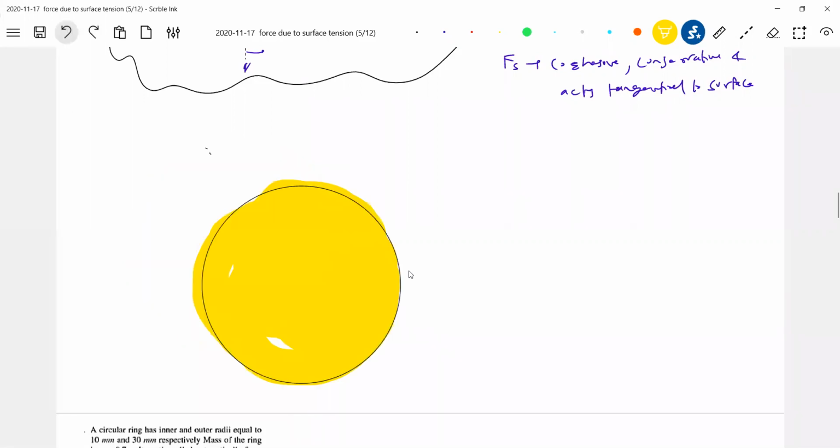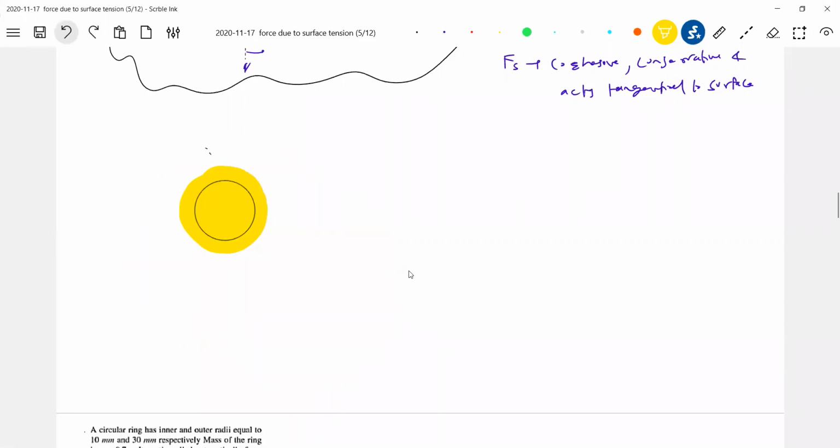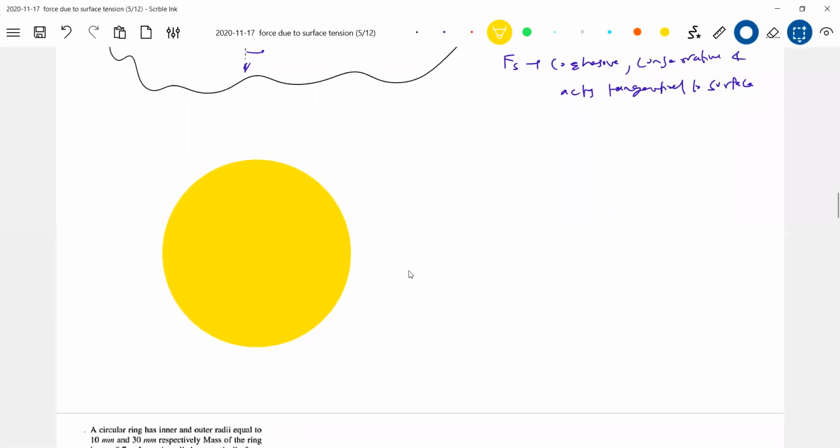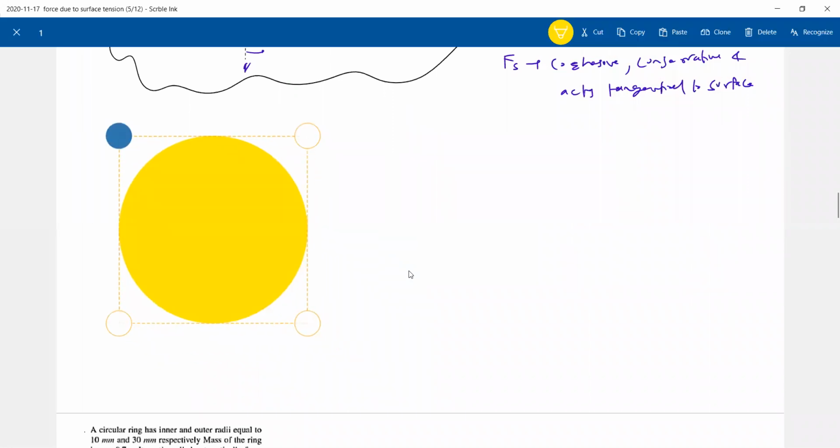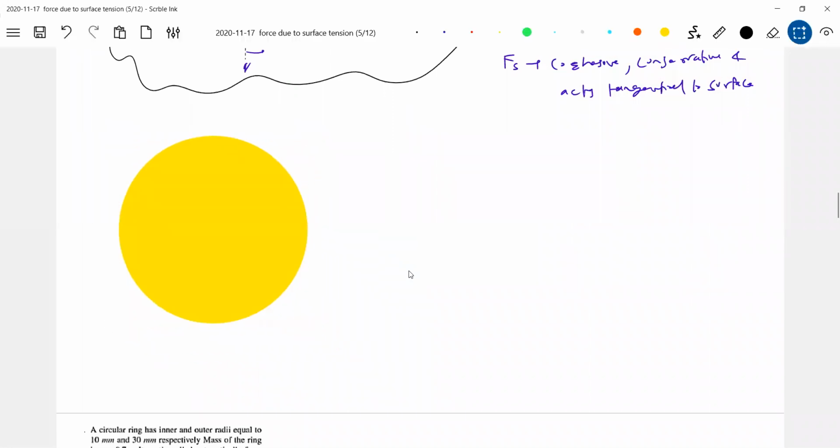I think it will not go. I need color. Okay, I'll get it. Okay, no. Plenty of numericals are based on this.